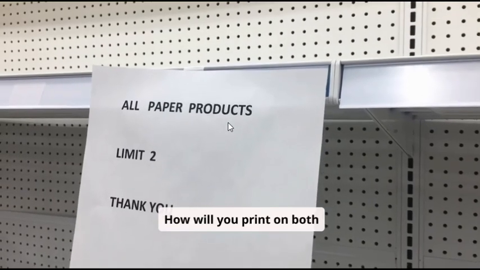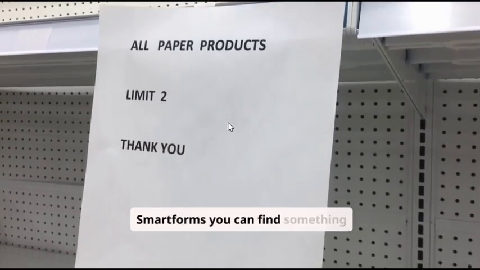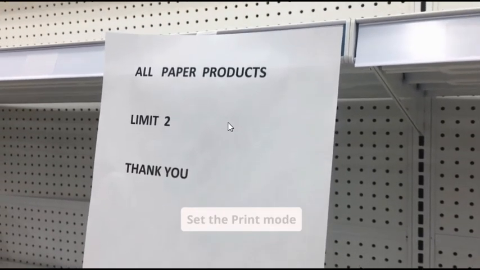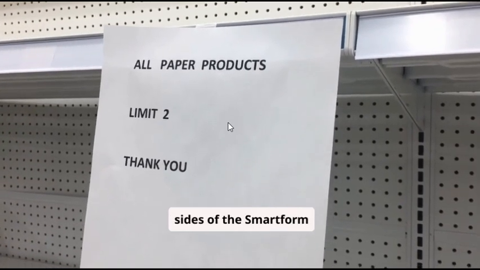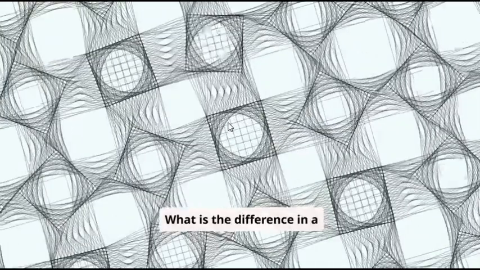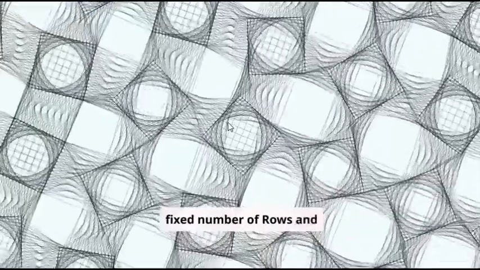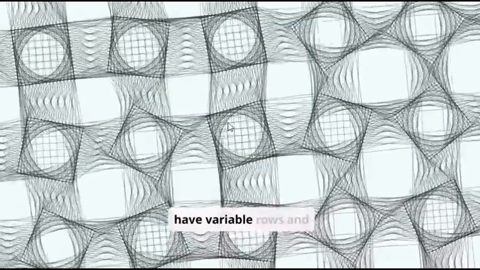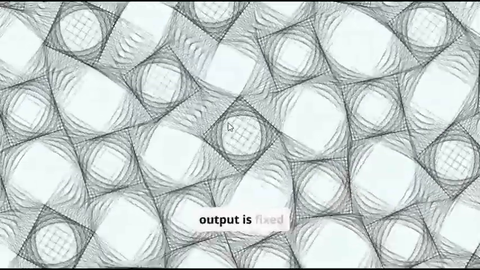How will you print on both sides of a smart form? At the page level in smart forms, you can find something called print mode. Set the print mode to duplex to print on both sides of the smart form. What is the difference between a table and a template in a smart form? A template has a fixed number of rows and columns, whereas a table can have variable rows and columns. We should use a template when the tabular output is fixed.